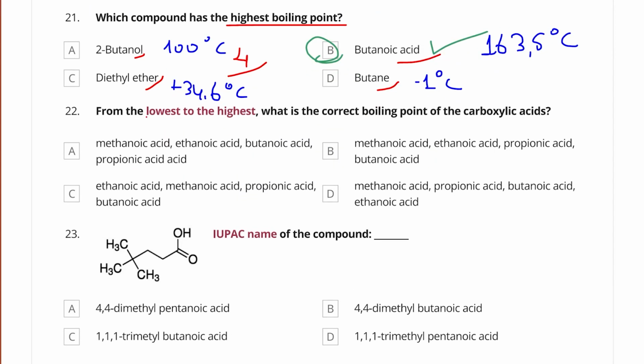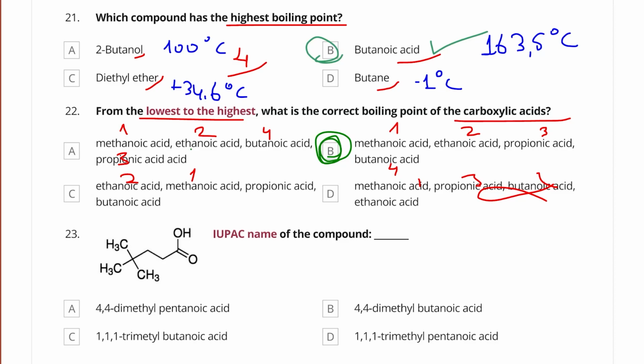Yes, question 22. From the lowest to the highest, what is the correct boiling point order of the carboxylic acids? So all given compounds are carboxylic acids. This means we will check the number of carbon atoms in the backbone, because a higher carbon number increases the boiling point. So methanoic acid, ethanoic, butanoic, and propionic acid. So this is 1 carbon, 2, 4, 3. This is incorrect. Methanoic 1, ethanoic 2, propionic 3, and butanoic acid 4. The order 1, 3, 2 is also incorrect. So this is the true option, my dear friends.